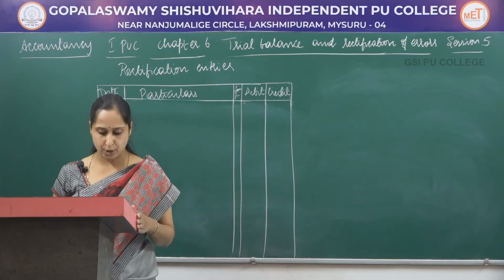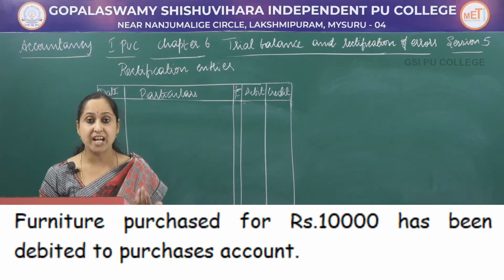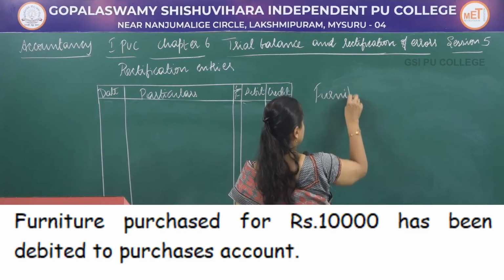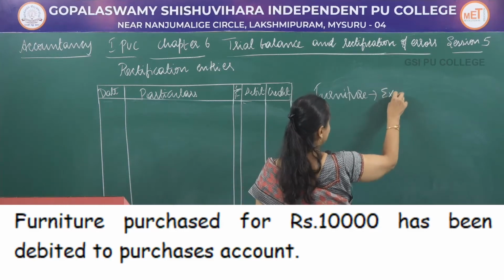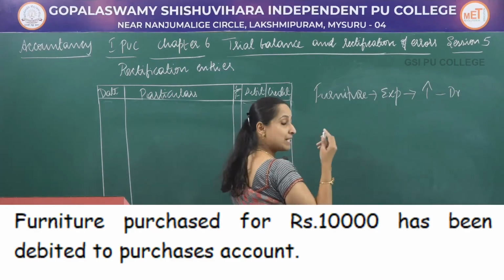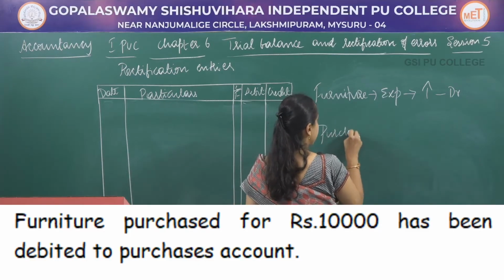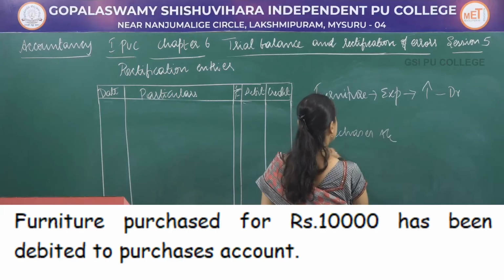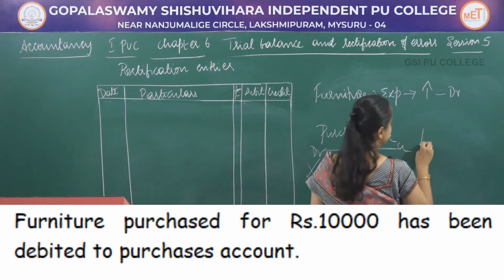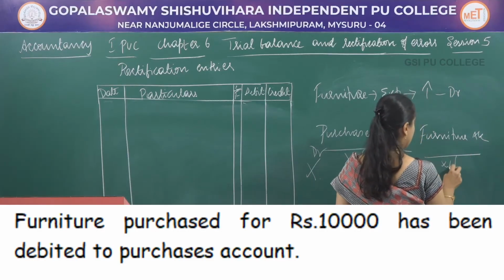Now let's see the next transaction. Furniture purchased for rupees 10,000 has been debited to purchases account. Here you have purchased furniture. So it is an expense for you. So increase in expense, it has to be debited. So now what mistake they have committed? Instead of debiting furniture, they have debited purchases account. See, this is wrong. So where should they have debited? Furniture account should have been debited. So this is correct.